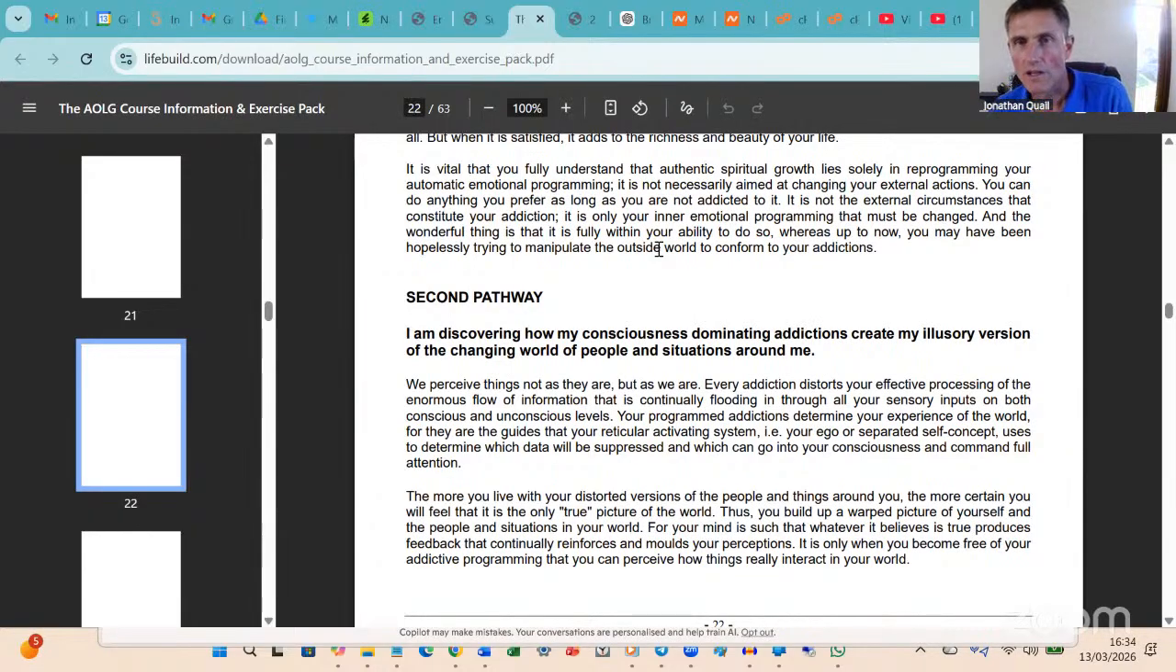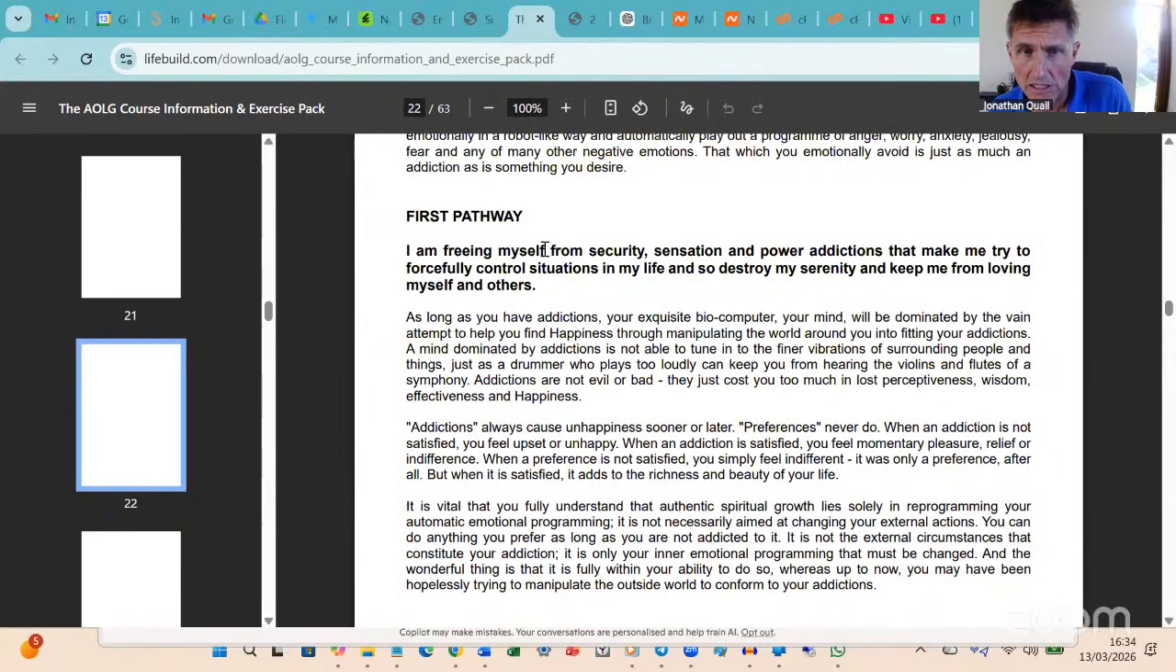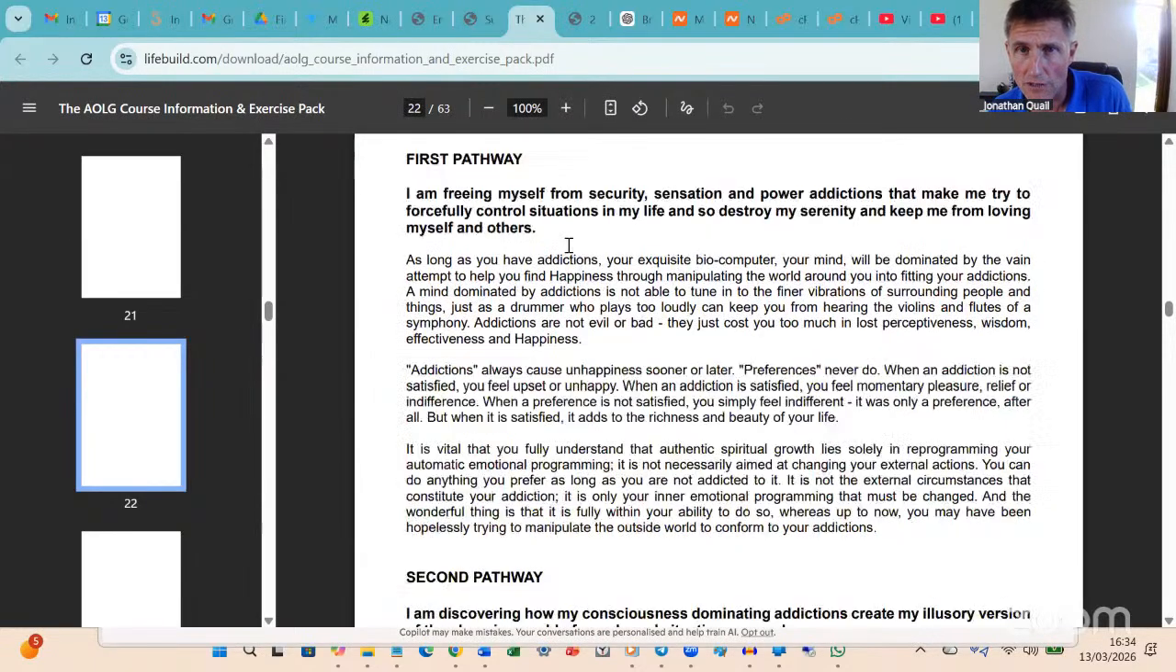Whereas, if you come from a place of not being addicted, and it's just a preference, you can say, hey, I don't really need anything particularly. So I can just be peaceful, calm, happy, loving, giving, because I'm fine as I am. I don't have all these wants and needs. So foundational, basic, first pathway, start with that. Free yourself. And he says, I'm freeing myself. So it's a process. You don't free yourself overnight, but it's a process.